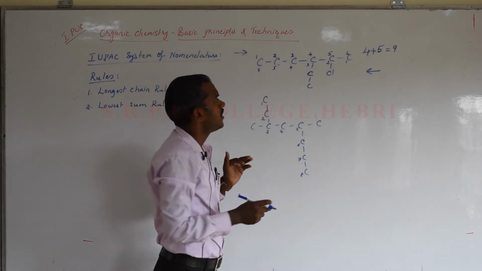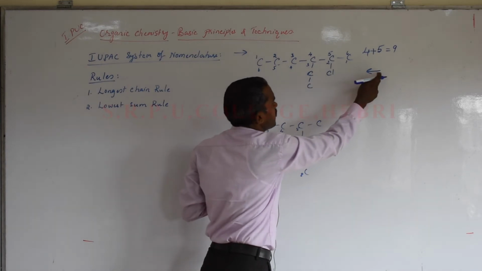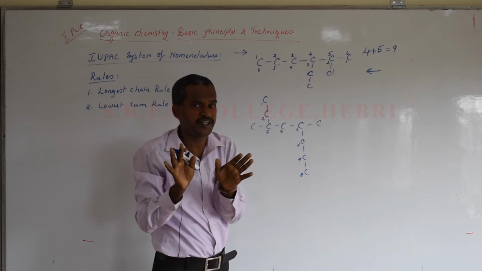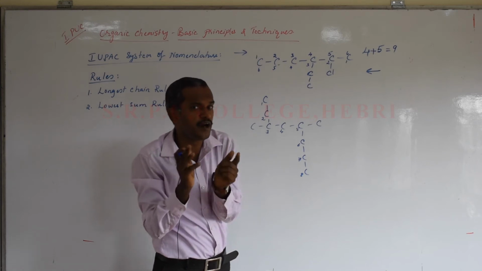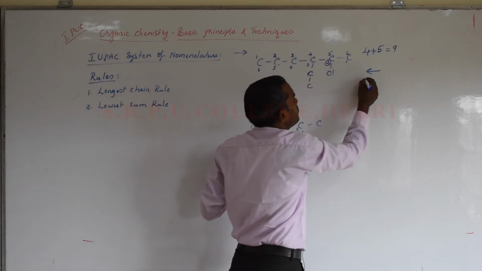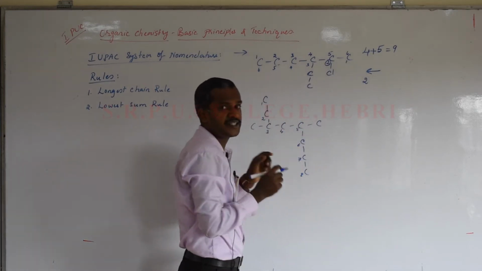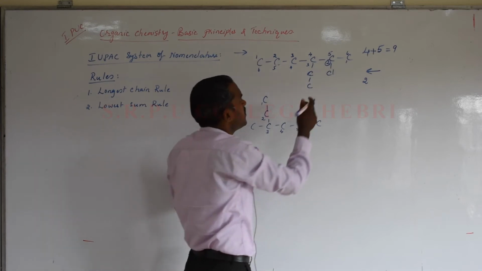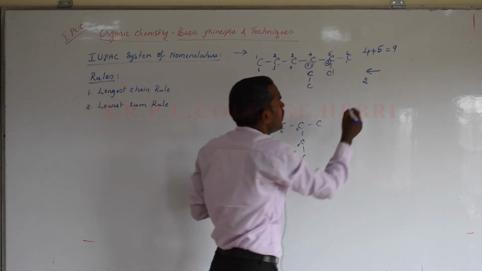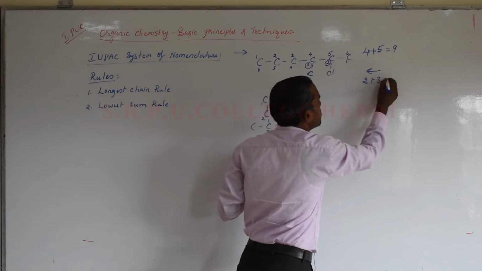Understood? And suppose I number it from right to left, look at the positions now. The substituents are present there only, but we are numbering it in the opposite direction. So the first substituent is present on the second carbon atom, so I'll write 2, that is the position of one of the substituents, and the next substituent is present on the third carbon atom, so I will add that, 2 plus 3, that becomes equal to 5.